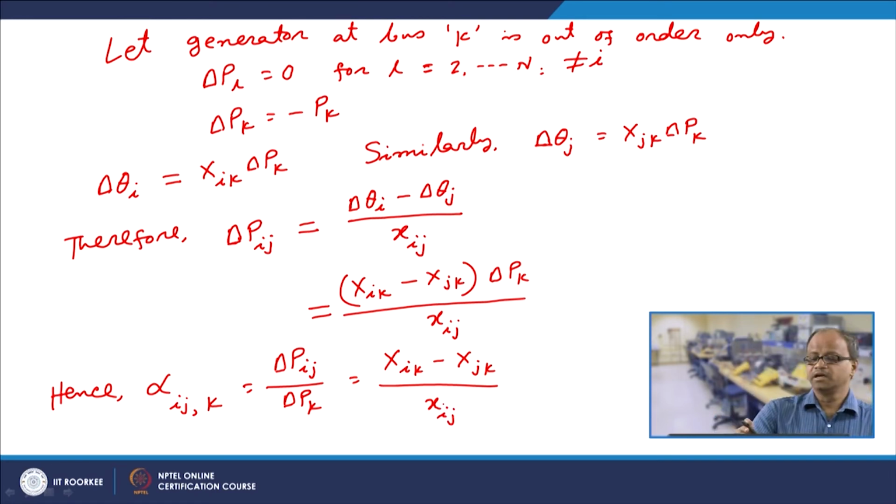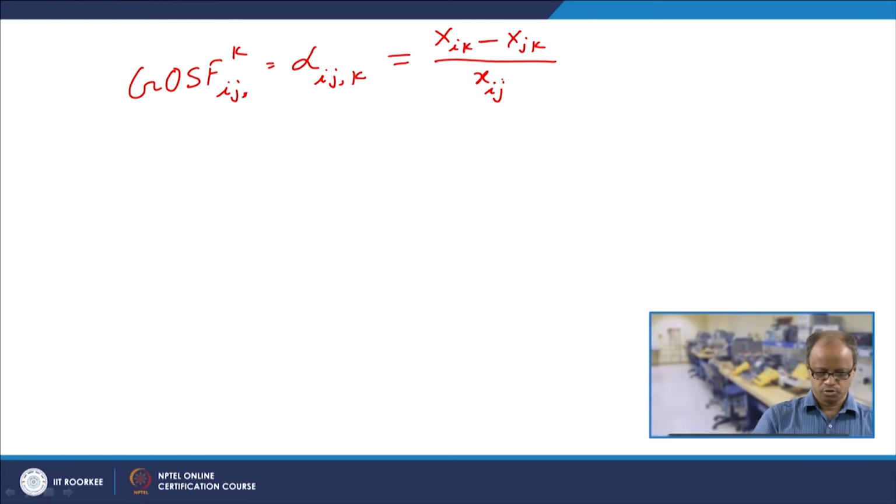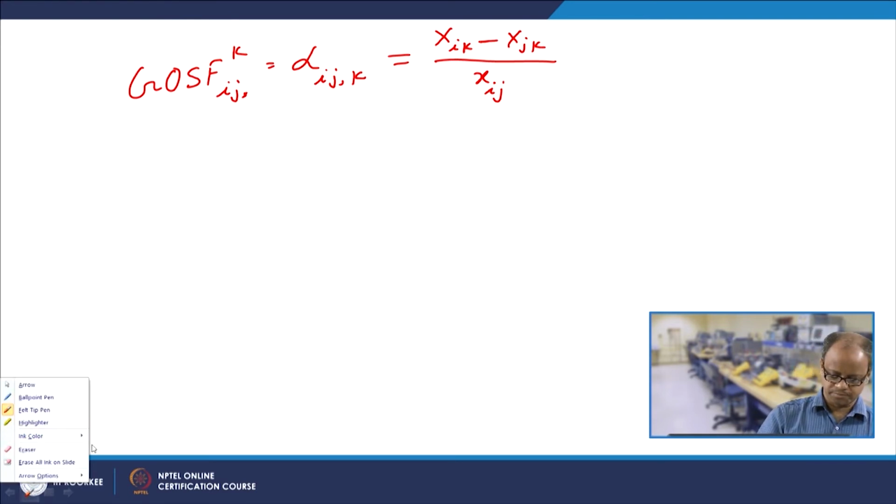So, we write again this. Therefore, we have got the GOSF IJK, that we denote as alpha IJK, that is equal to X I k minus X j k by small x ij. So, this is the expression.